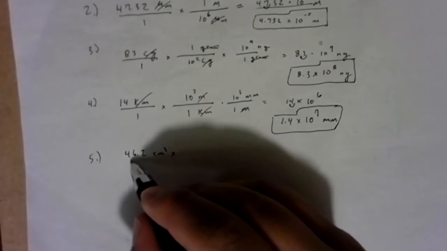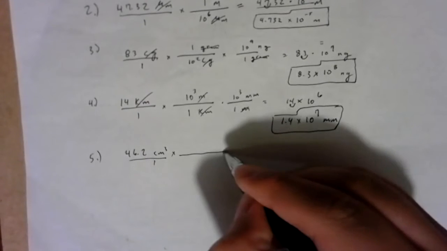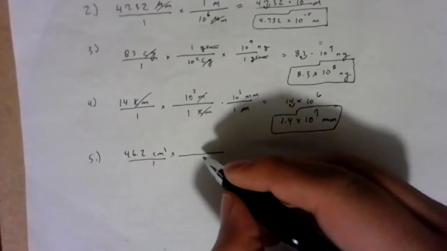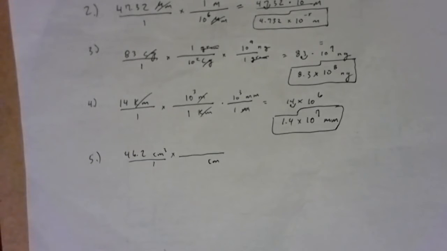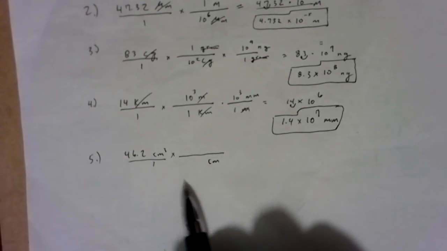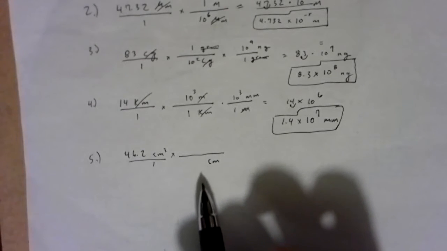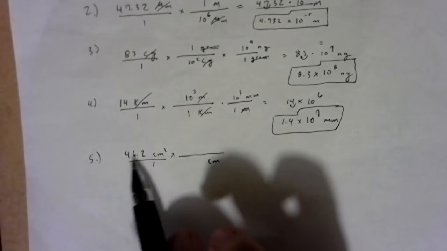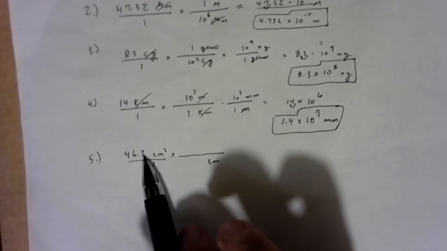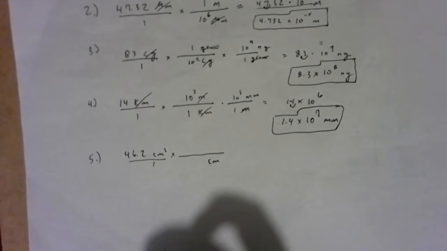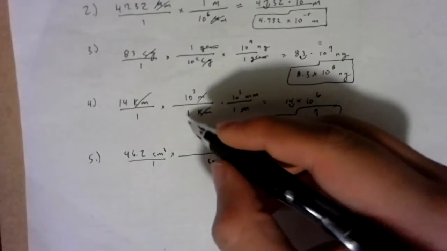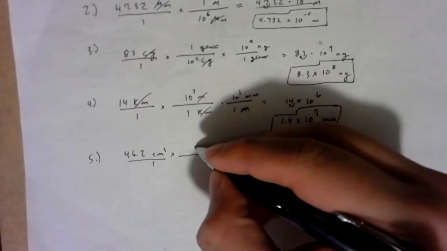Okay, so we can go directly and put the over 1 part here. I'm going to go ahead and write this out kind of the long way, just so you can see what I'm doing, but you can compact it into the short way if you want. So this says 46.2 centimeters cubed. And if we want to convert this into meters cubed, we need to know again how many centimeters are in 1 meter.